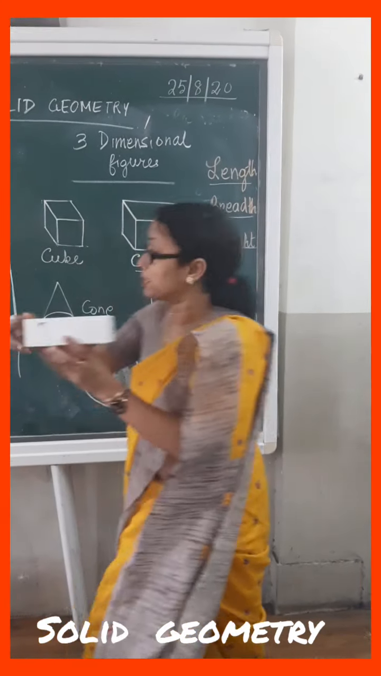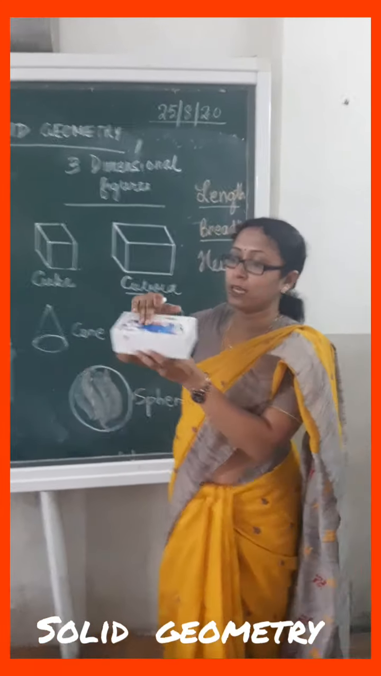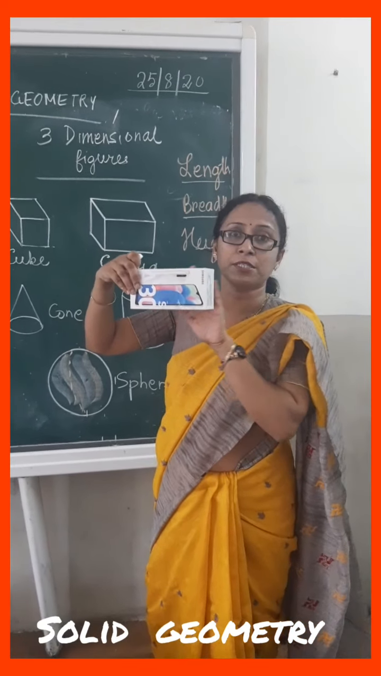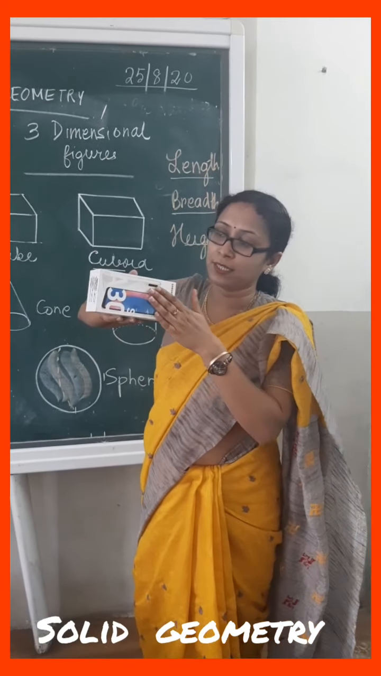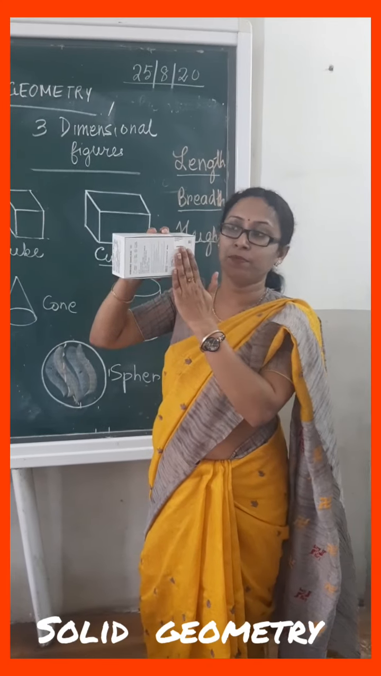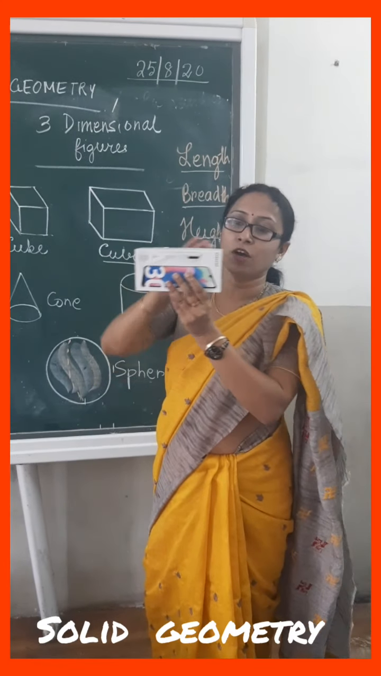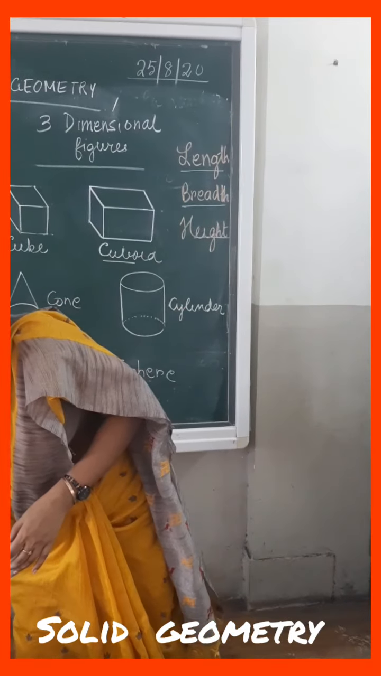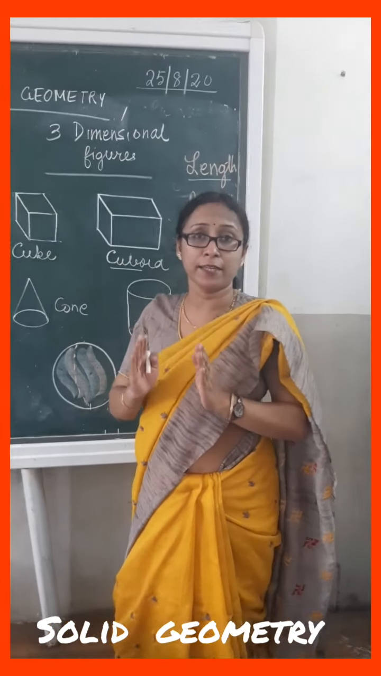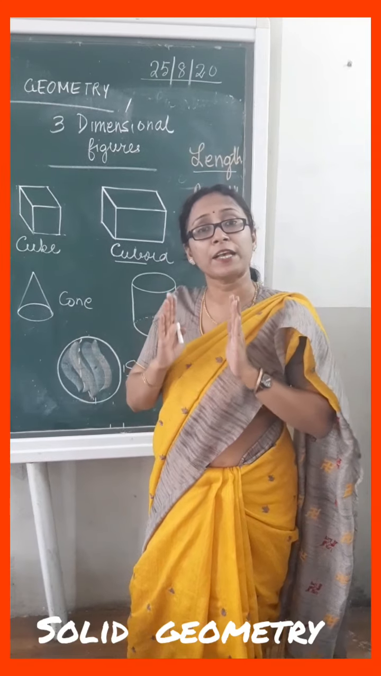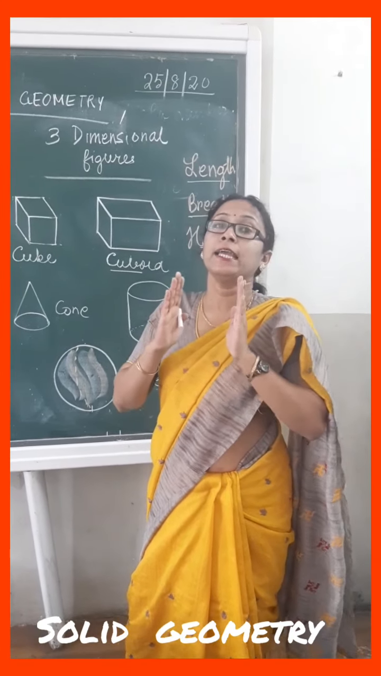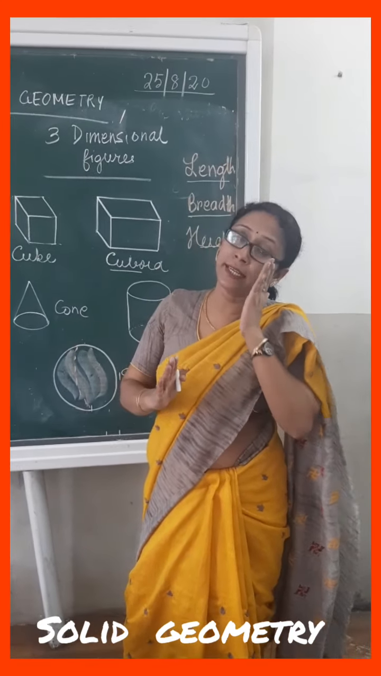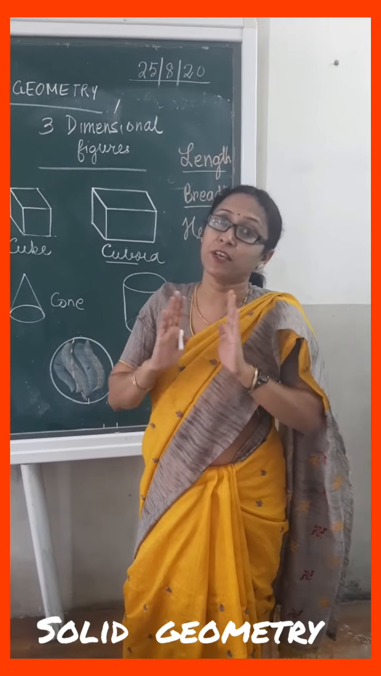This is a cuboid. All the faces are not the same in measurement. This face and this back are the same, and the opposite faces are the same, just like a rectangle. In a rectangle, the opposite sides are equal. In a cuboid, the opposite faces are identical. In a square, all the sides are equal. In a cube, all the faces are identical.